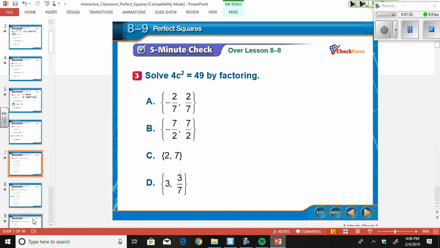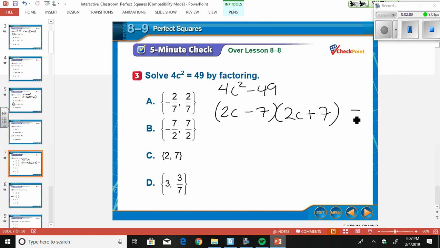That's solving. Bring 49 over, we get 4c squared minus 49. So this would be 2c minus 7, and nothing in the middle, so 2c plus 7. So each of those equal to 0, that's how we would solve, and we would get 7 divided by 2, and negative 7 divided by 2.